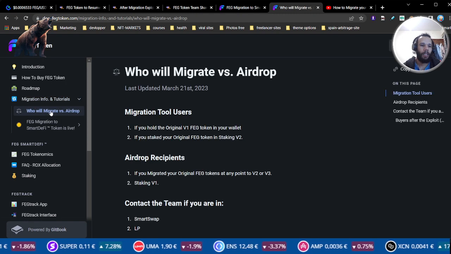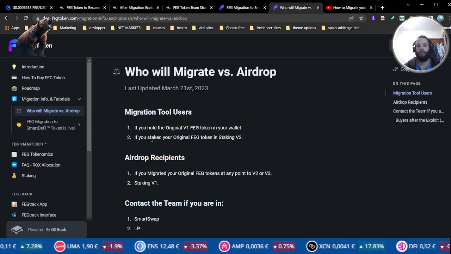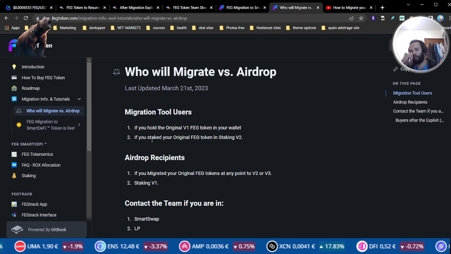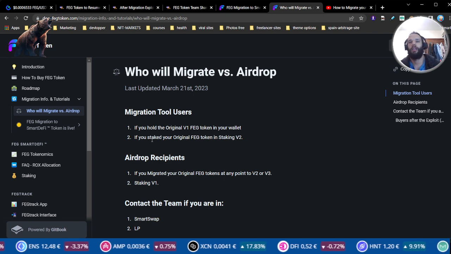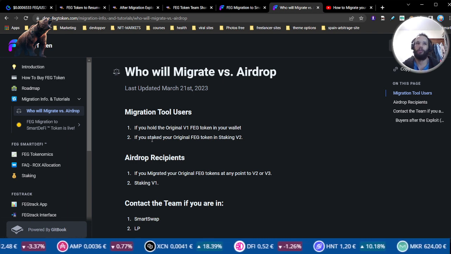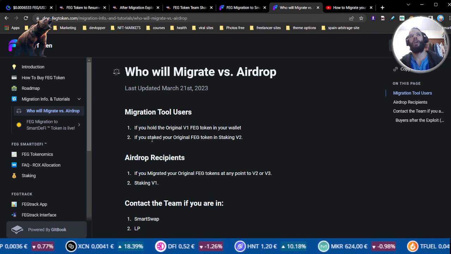Here they will migrate the airdrop. For people who have been staking the token because they had a staking program, and for people who locked the token because they had that program of locking the token until 2024.